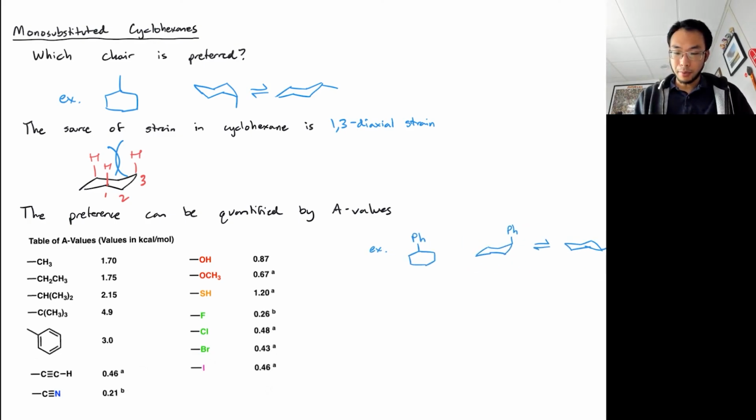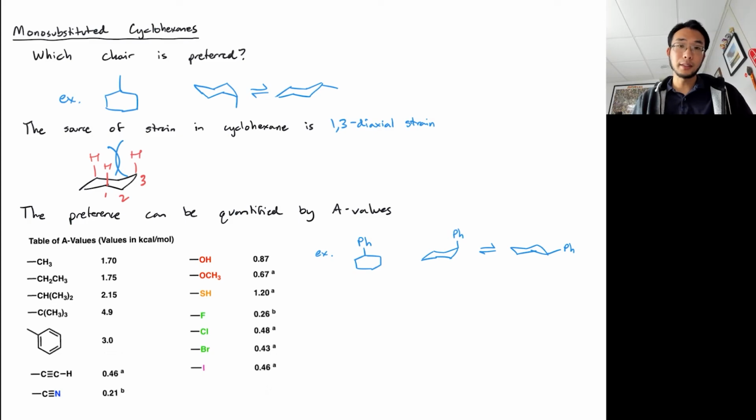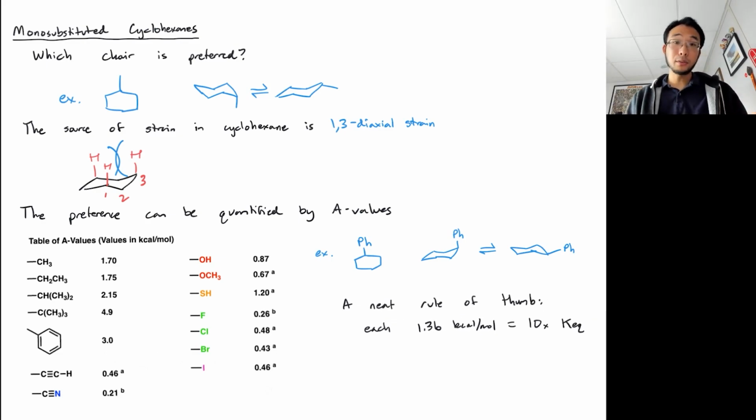Let me give you an example here. So if I have a phenyl cyclohexane, again, I can have this equilibrium between axial phenyl group and equatorial phenyl group. I can go through and find that we have an A value of 3.0 that's related to kilocalories per mole. And if we use a neat rule of thumb, which is that for every delta G equals 1.36 kilocalories per mole, that's going to be 1 order of magnitude difference in equilibrium constant K.